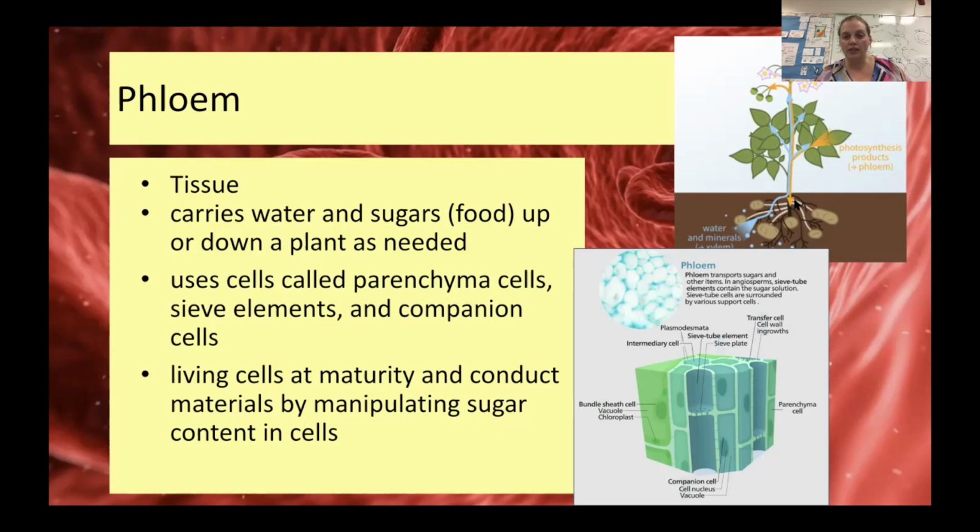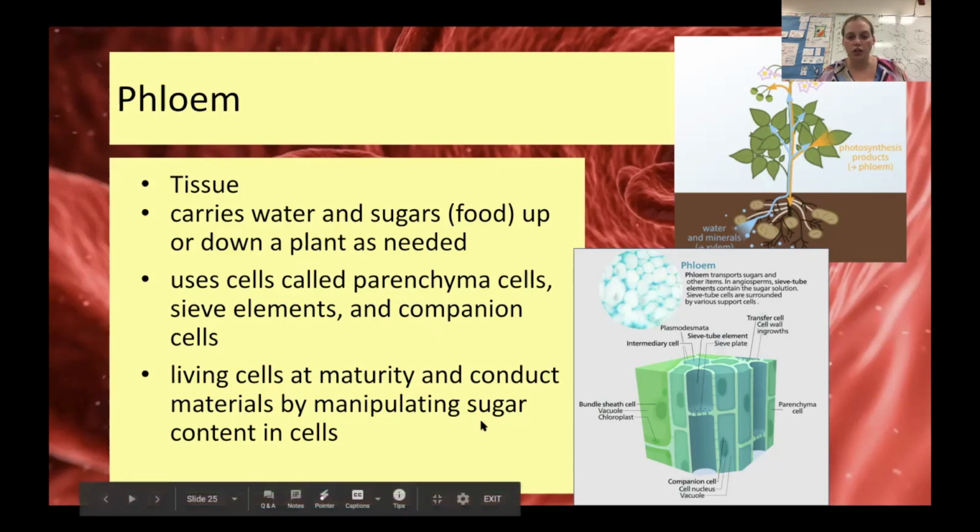Phloem also has cells that are alive at maturity. And remember, we looked at xylem, it has cells that are dead upon maturity and still do their job. So these cells in phloem are called parenchyma cells, sieve elements, and companion cells. And they're going to help this tissue move water based on the sugar content in those cells.